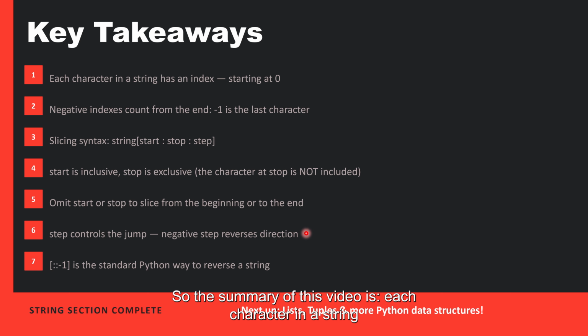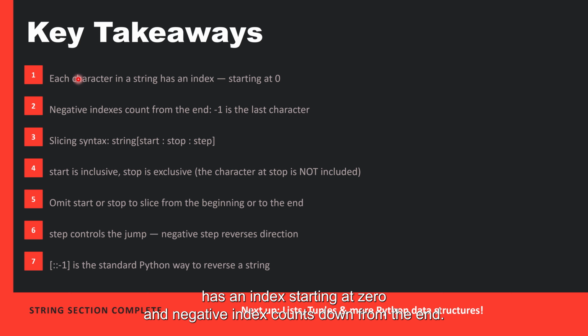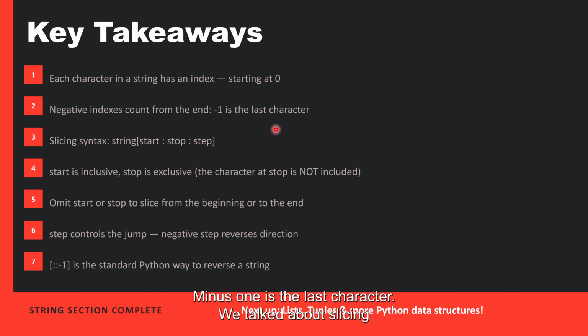So the summary of this video is: each character in a string has an index starting at 0 and negative index counts from the end. -1 is the last character. We talked about this. Slicing syntax equals variable name, start, stop, and step. Start where, stop where, and how many steps do we take. By default, step is always 1. Start is inclusive, stop is exclusive. The character at stop is not included. We already talked about this. If we write 1 to 4, then 4 will not be included, whereas 1 will be included. That's the same thing, inclusive and exclusive.